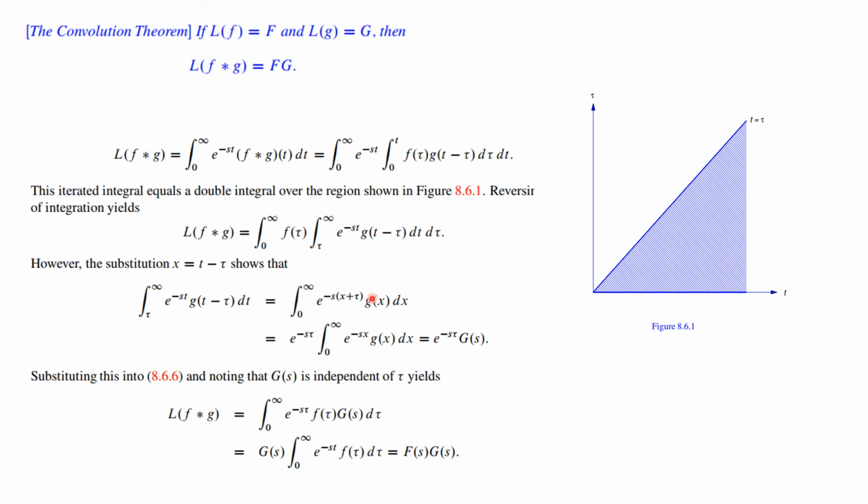to infinity. So I get this expression, but the e to the minus s tau doesn't depend on x, so I can pull it through the integral. I get this, and what this is nothing more or less than the Laplace transform of g. So I have this is what this was. So now I will plug that in here, and the g of s doesn't depend on tau, so I can pull it through the integral, and I get g of s times f of s.